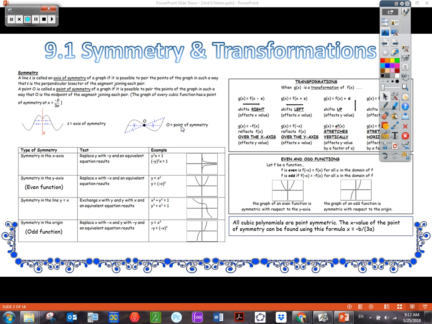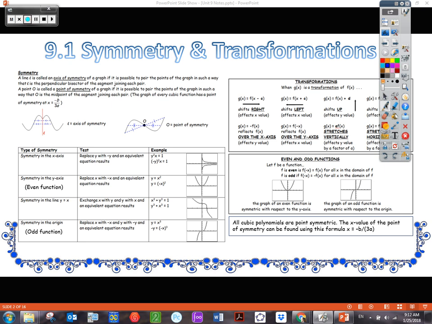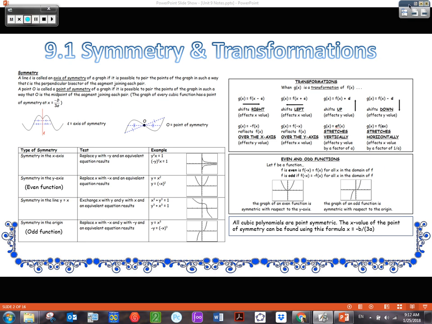Let's take a look at today's lesson. We're going to be looking at symmetry and transformations. Both of these topics you would have already gone through last year, maybe some previous to that. But we're going to get a little bit more in depth. So let's start with symmetry.